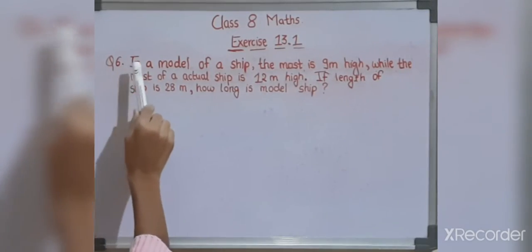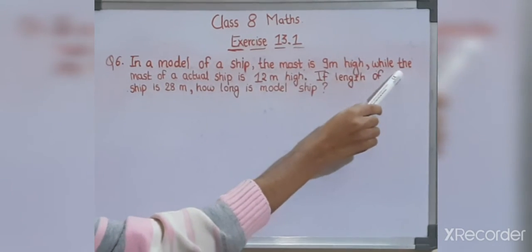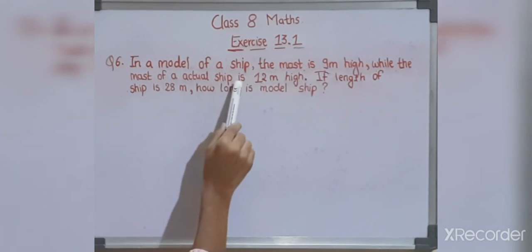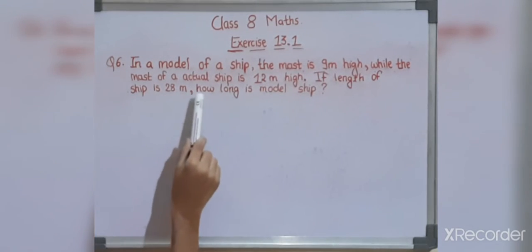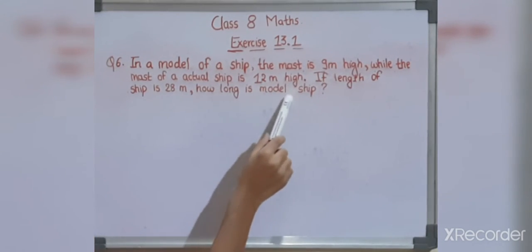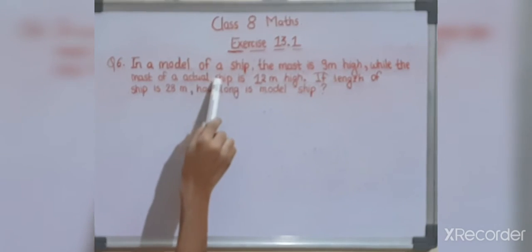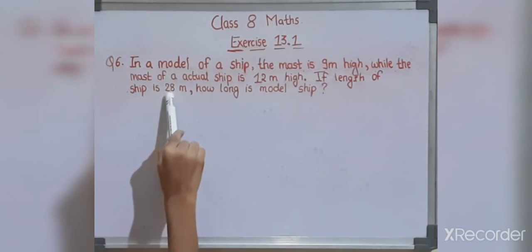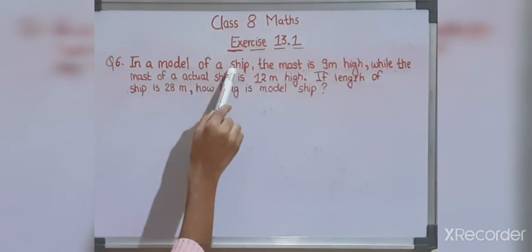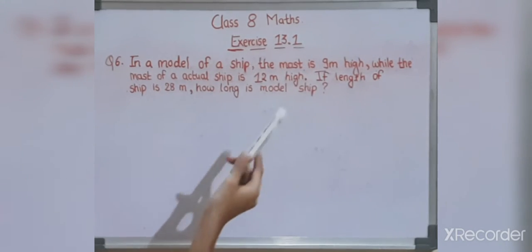Question number 6. In a model of a ship, the mast is 9 meter high while the mast of an actual ship is 12 meter high. If length of ship is 28 meter high, how long is model ship? In this question, the actual ship's mast is 12 meter and length is 28 meter, and that of a model ship mast is 9 meter and length we need to find out.